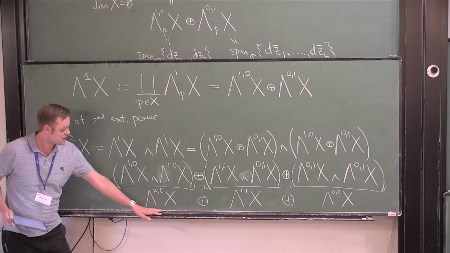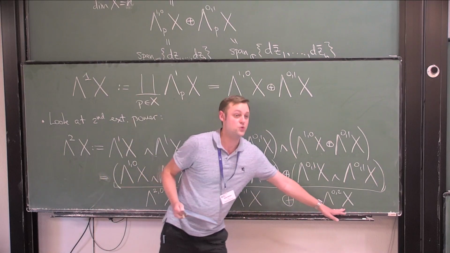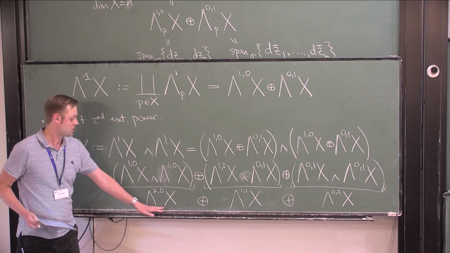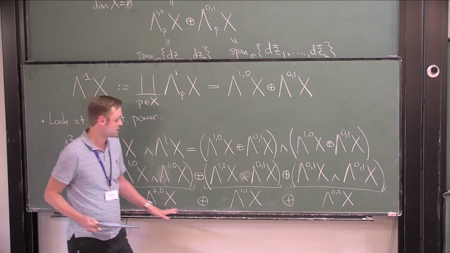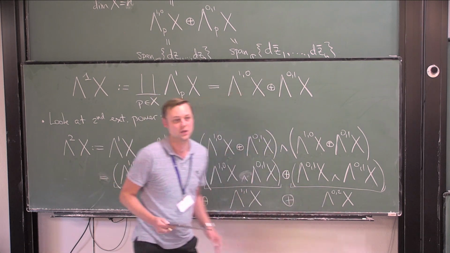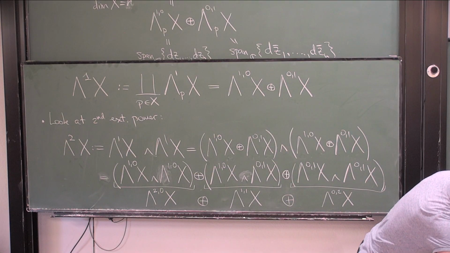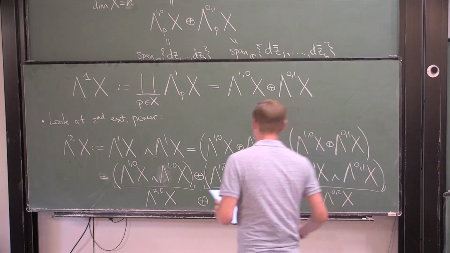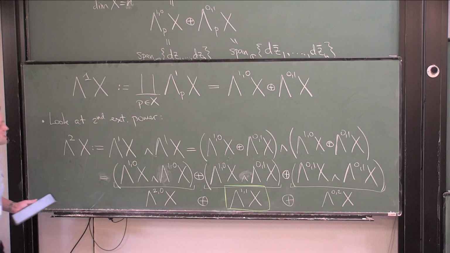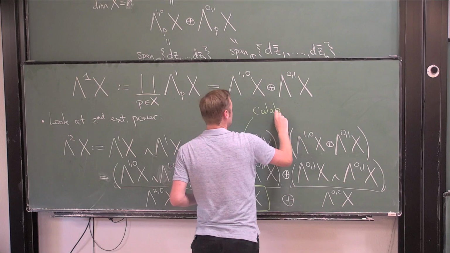People refer to these as 2,0 differential forms, 1,1 differential forms, and 0,2 differential forms. Or in other words, another word that people use is purely holomorphic differential forms, mixed differential forms, and purely anti-holomorphic differential forms. And the reason I wanted to do this calculation is that the space in the middle, the lambda 1,1 space, is where Calabi-Yau geometry lives.